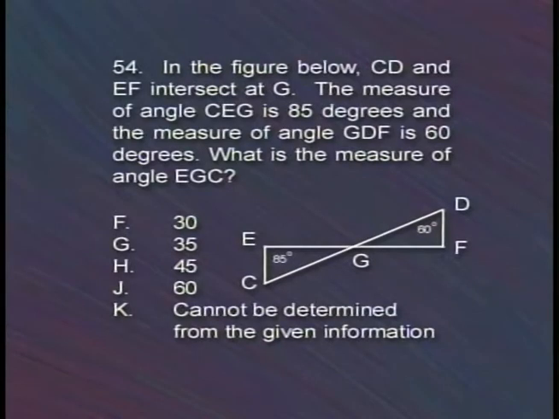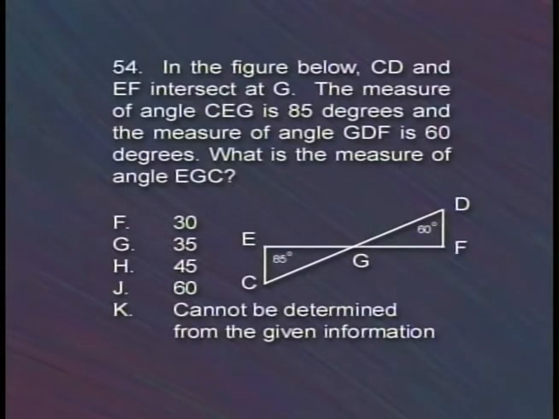Problem 54. In the figure below, CD and EF intersect at G. The measure of angle CEG is 85 degrees, and the measure of angle GDF is 60 degrees. What is the measure of angle EGC?